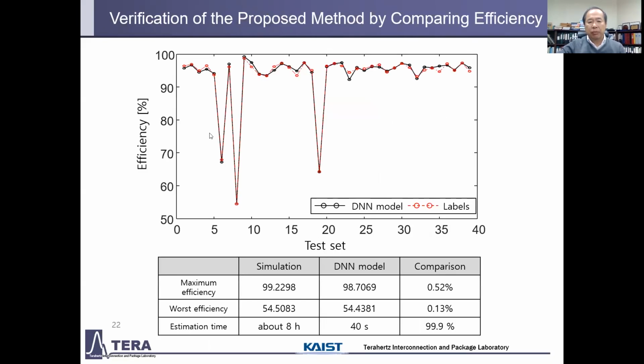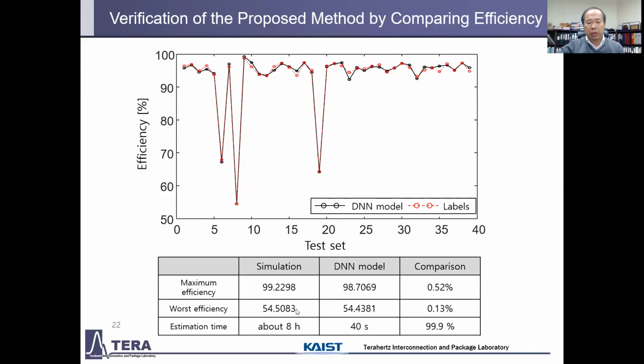In this case, we are trying to estimate the efficiency of a wireless power transfer system. Sometimes, depending on your design, it could be nearly 100% or 95%. Or sometimes, if your design is not correct because of resonance frequency changes and certain other things, the efficiency will be very low. And for the case of 40 different test sets, you can see very close agreement between our machine learning model and the computer simulations.